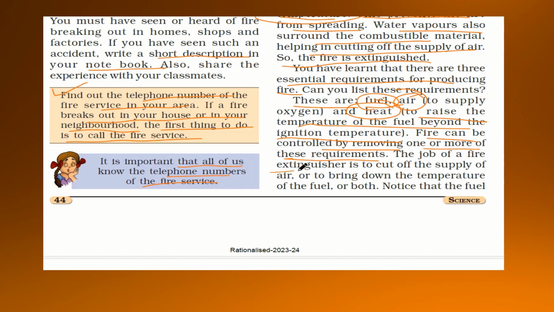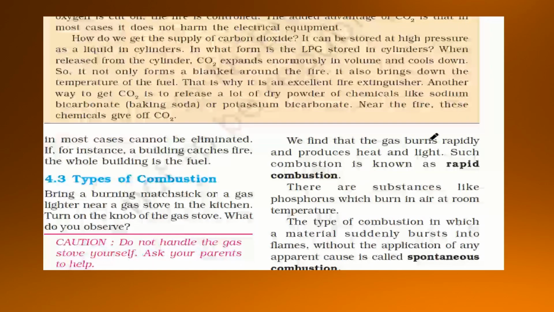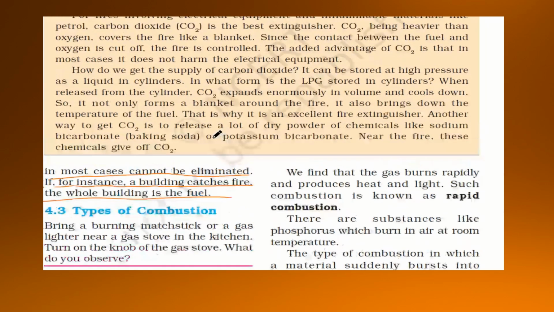So what is the job of the fire extinguisher? The job of the fire extinguisher is to cut off the supply of air, or to bring down the temperature of the fuel, or both. We can notice that the fuel in most cases cannot be eliminated. For instance, if a building catches fire, the whole building is the fuel. So in those cases, we need to be very cautious to extinguish the fire, or the fire brigades need to be very cautious while putting out the fire. So let's see how the fire extinguisher works.